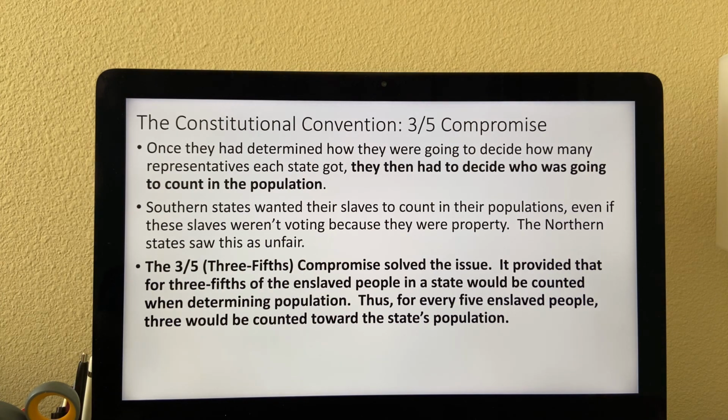So they came up with the 3/5 compromise, and this provided that 3/5 of the enslaved people in a state would be counted toward the state's population. So that means that for every 5 enslaved people, 3 of them would be counted toward the state's population.